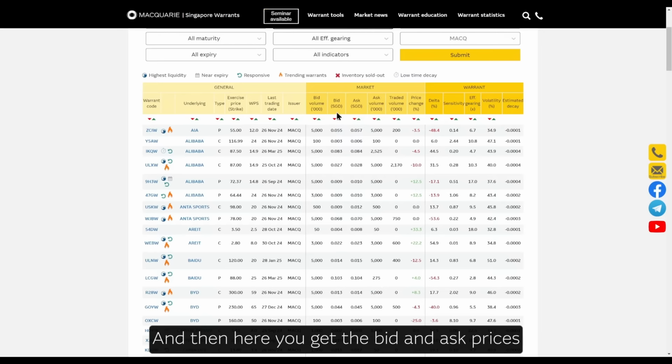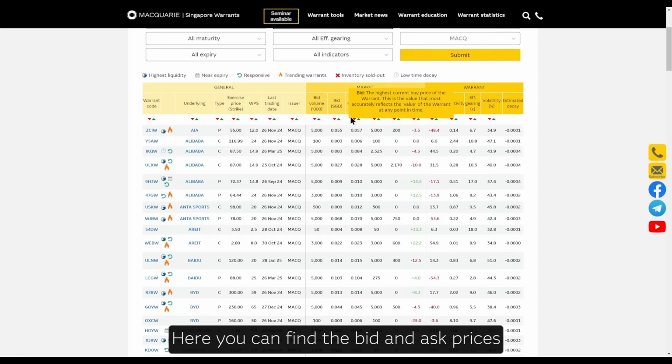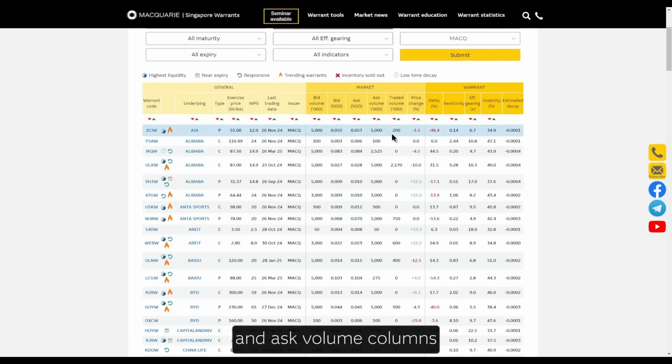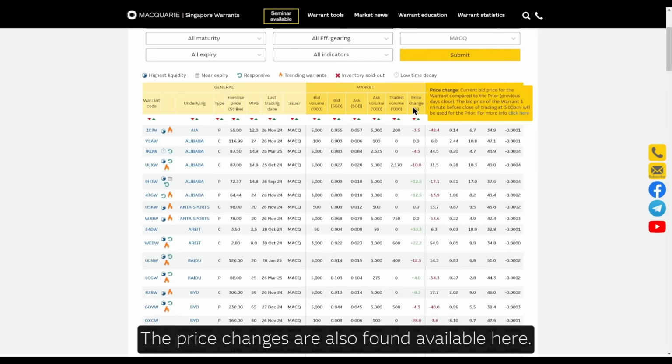And then here you get the bid and ask prices. Here you can find the bid and ask prices quoted in the warrants along with their liquidity on the bid volume and ask volume columns, and their traded volumes for the day. The price changes are also available here.